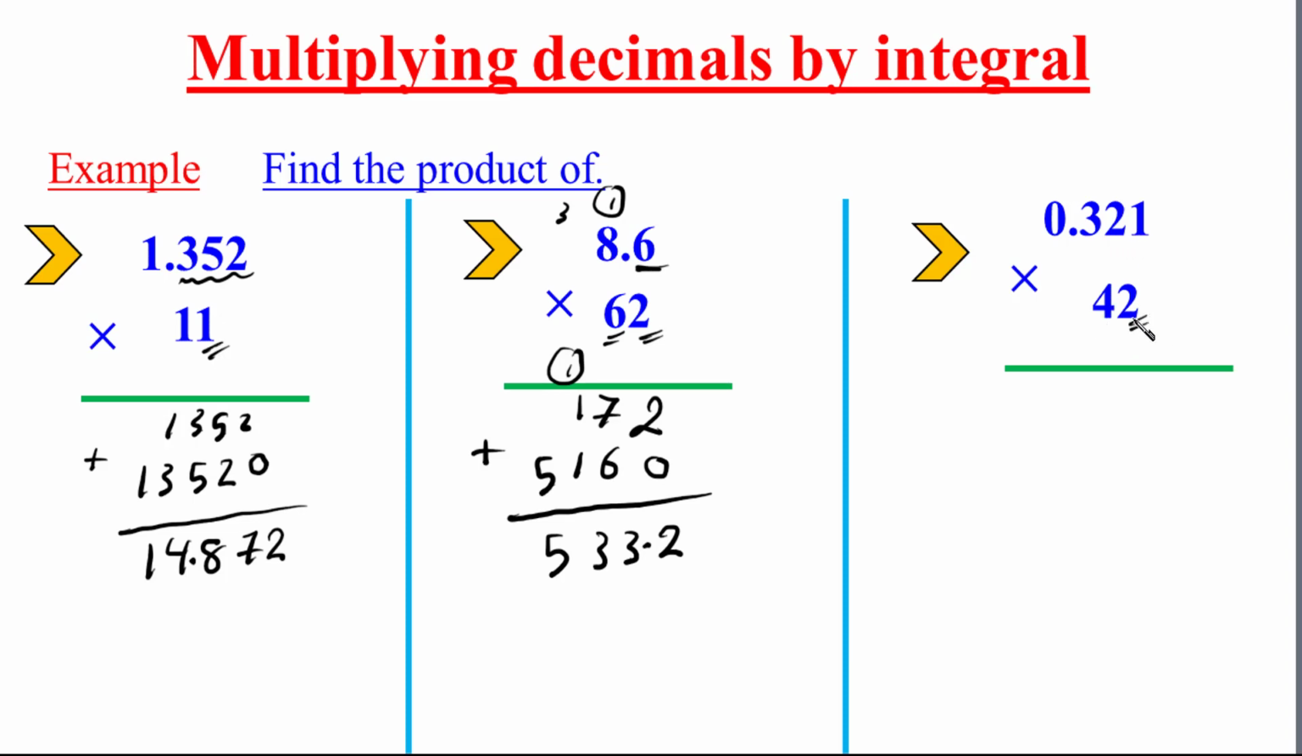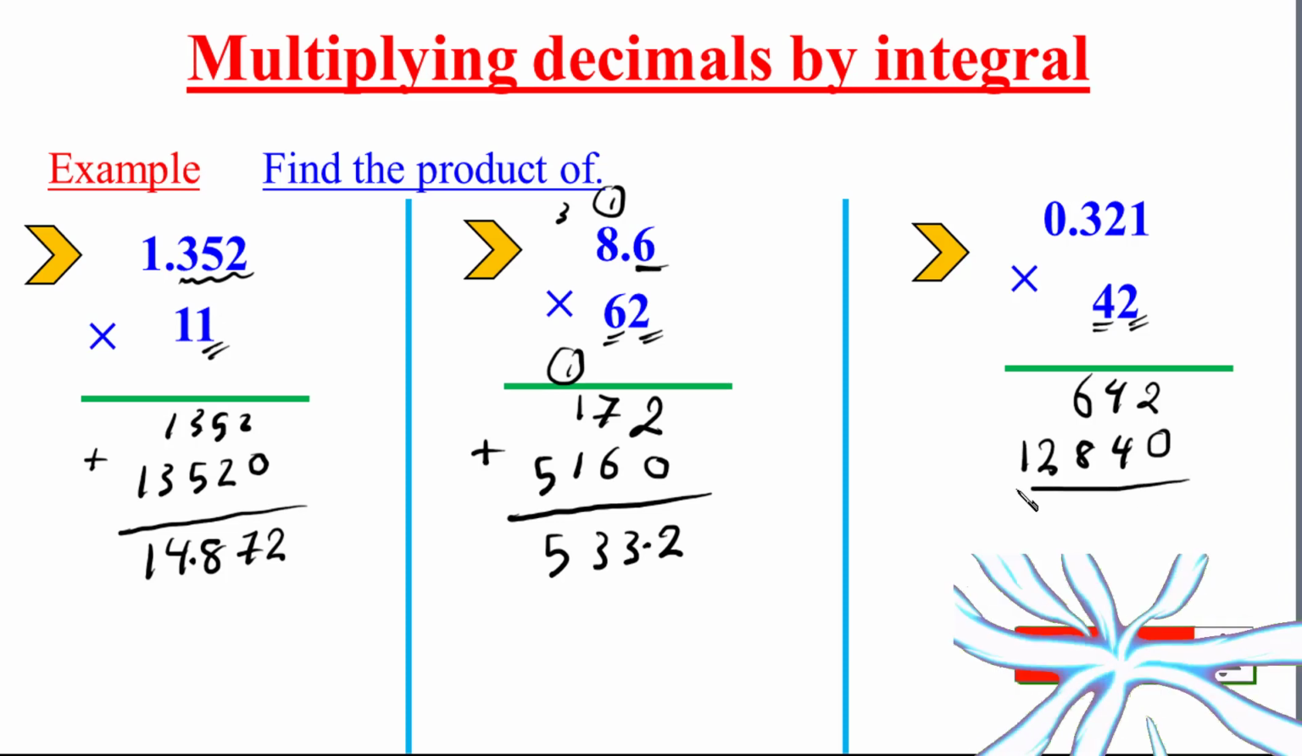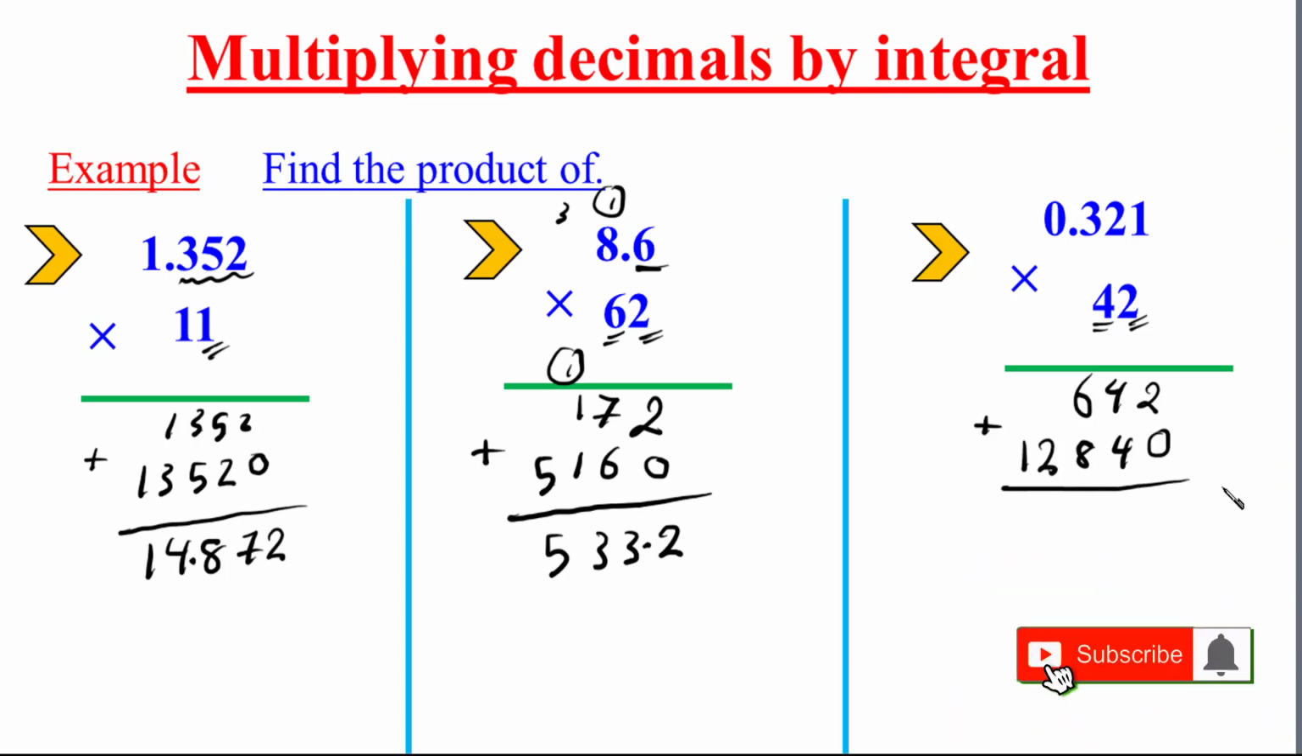Start with the ones place. 2 times 1, it will be 2. 2 times 2, it will be 4. 2 times 3, it will be 6. And write 0 in ones place. Go to tens place. 4 times 1, it will be 4. 4 times 2, it will be 8. And 4 times 3, it will be 12. Write a line and add the two partial products.